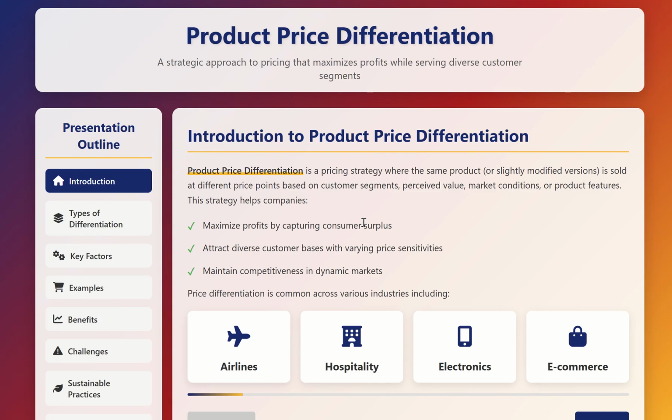The aim of this is always to maximize profit by capturing customer preference or customer surplus. The aim is to attract diverse customers, because every customer has their own varying needs. When you are attracting diverse customers based on varying price sensitivities, then you are conquering the market with your product. At the same time, it helps to maintain competitiveness.